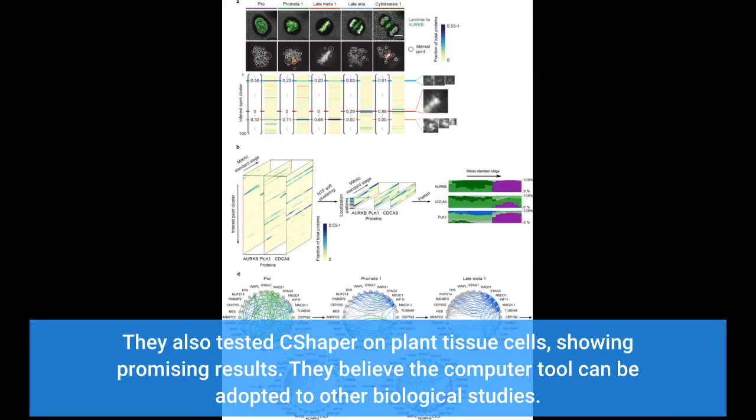They also tested C-Shaper on plant tissue cells, showing promising results. They believe the computer tool can be adopted for other biological studies.